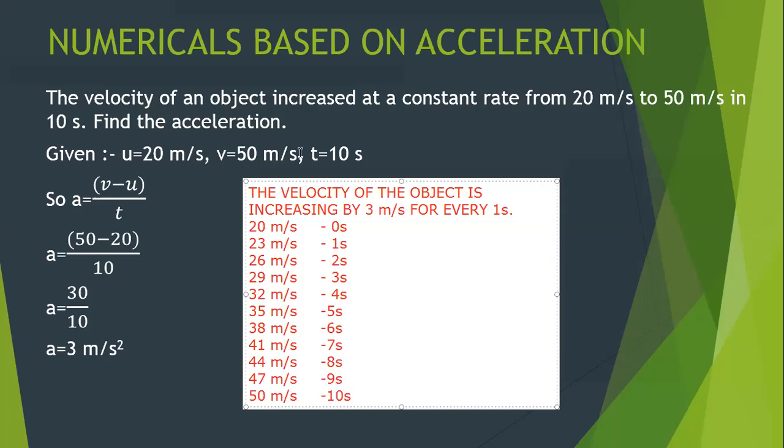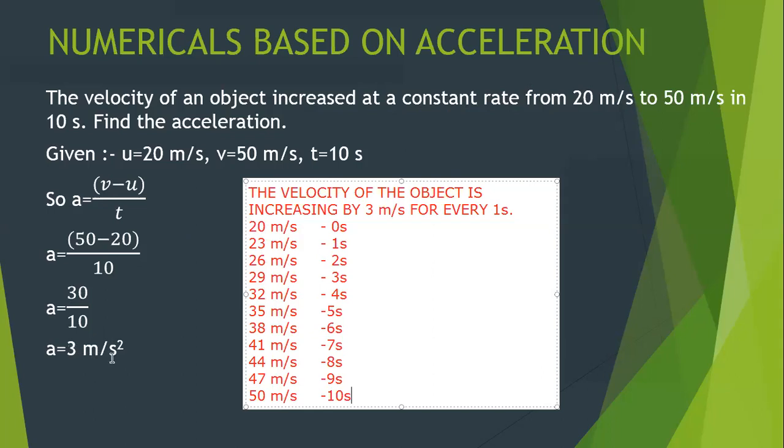This chart helps us to understand the idea very clearly, beta, that the velocity of the object is increasing from 20 to 50. So see, what's the velocity? 20. And what it becomes? 50. In how much time? In 10 seconds. So how much is the acceleration? The acceleration is 3 meter per second square.